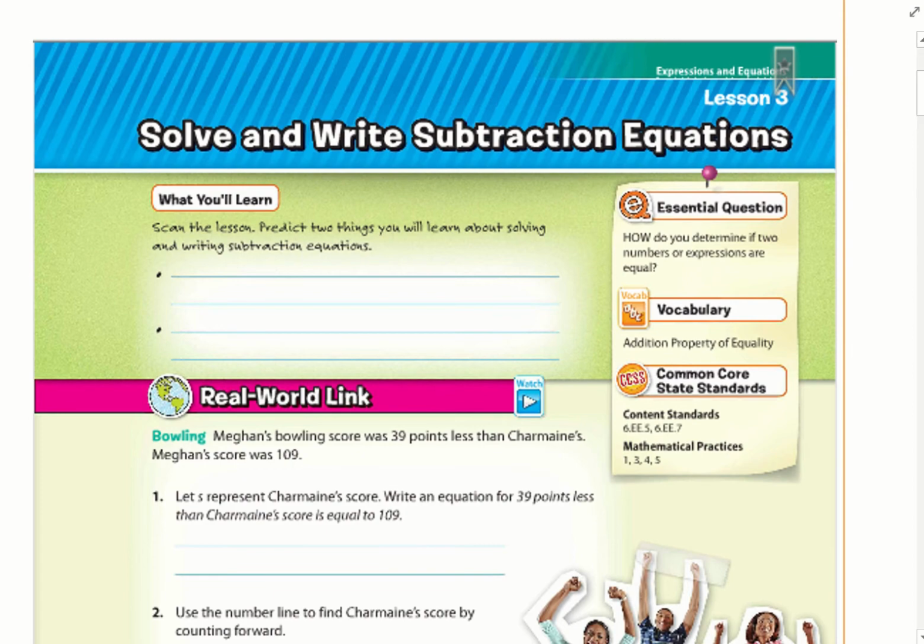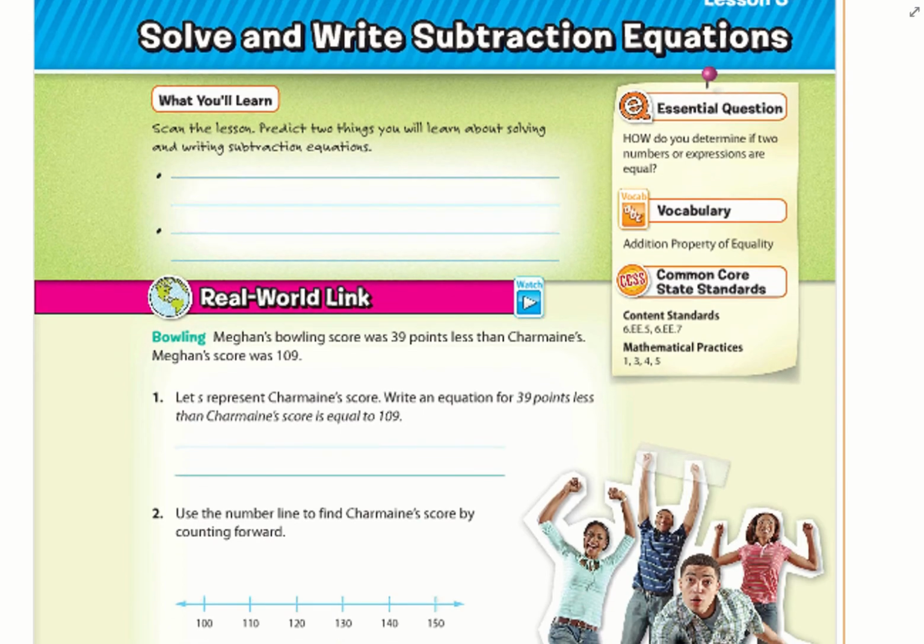We're going to be working with subtraction equations today: solve and write subtraction equations. One thing we're going to learn is to solve by adding. And another thing we're going to learn is the addition property of equality.